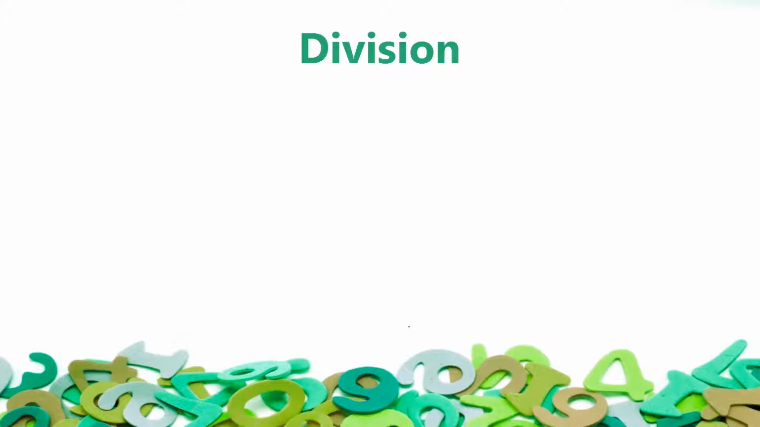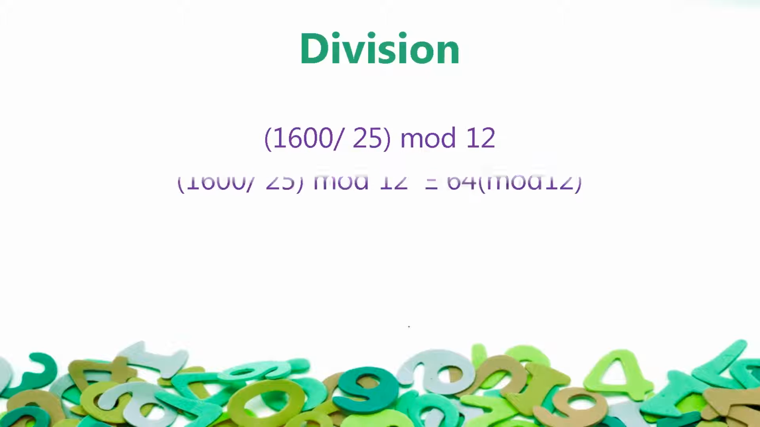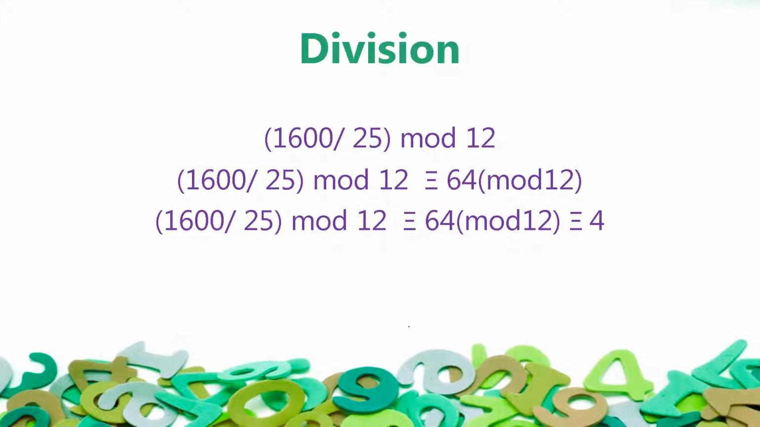Next is division in modular arithmetic. Like multiplication in modular arithmetic, you can first perform the normal division and then change that number into its modular form. For instance, 1600 by 25 modulo 12 is congruent to 64 modulo 12, which is congruent to 4.